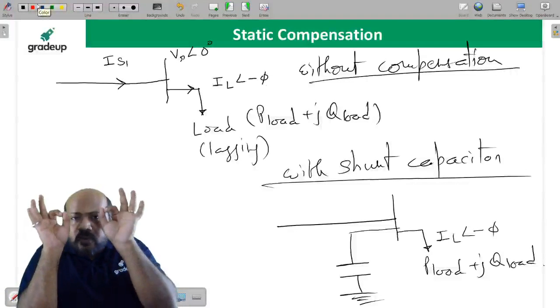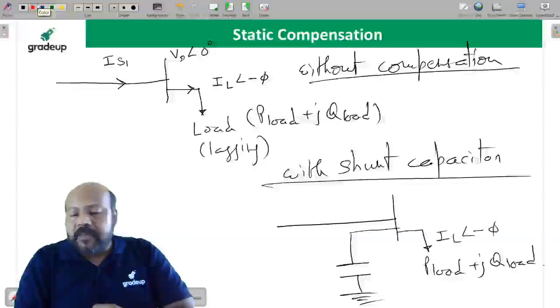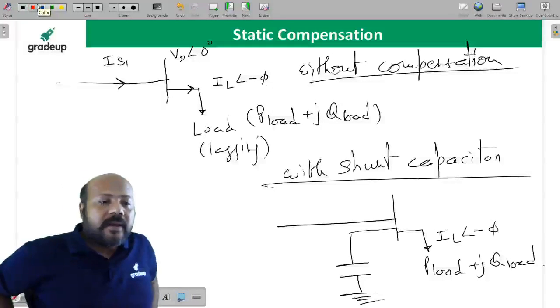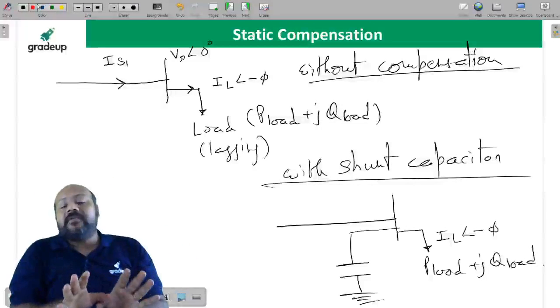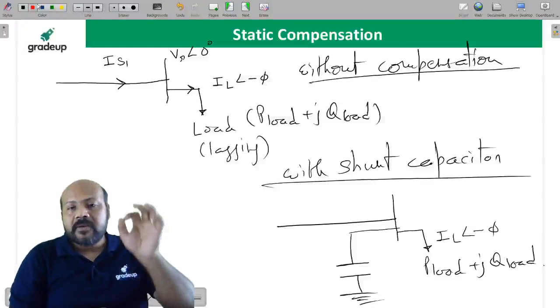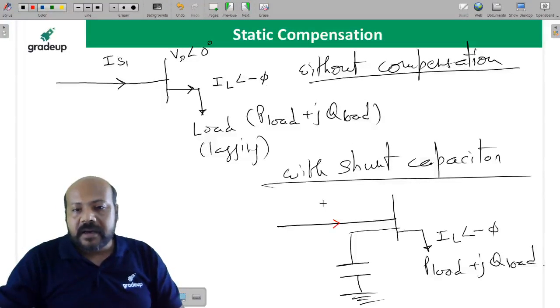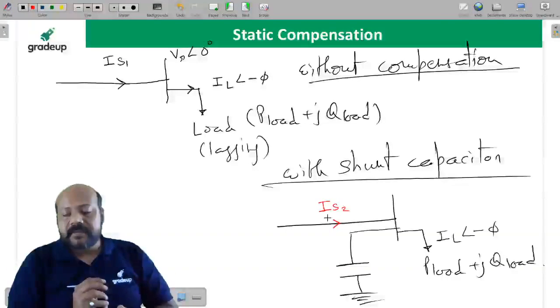Now for just one moment you listen to my words. The moment you are connecting the shunt capacitor to the receiving end, what is the first thing which is going to change? You just visualize this thing in your mind. What is the first thing which is going to change the moment you connect the shunt capacitor to the receiving end? Line current. Line current is going to become IS2. Are you getting this idea or not?